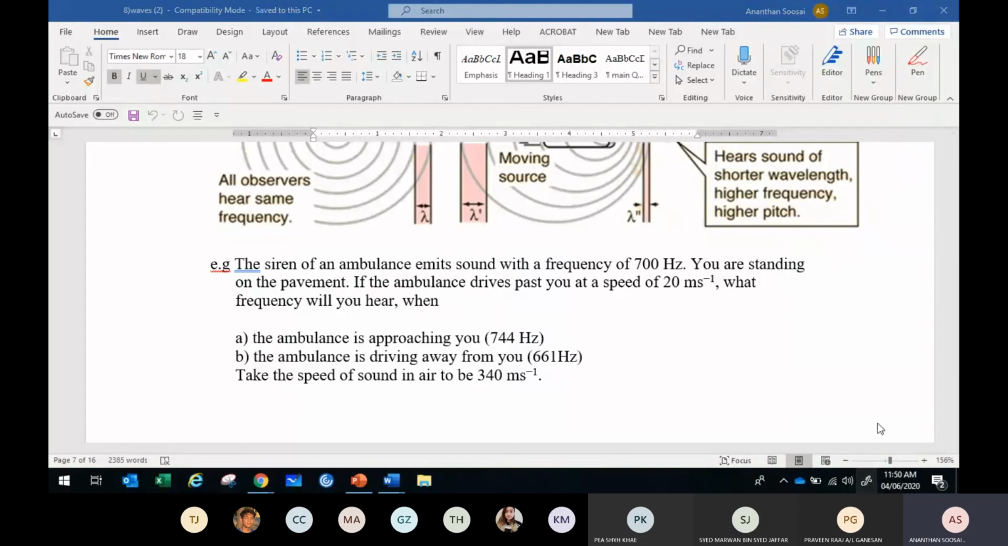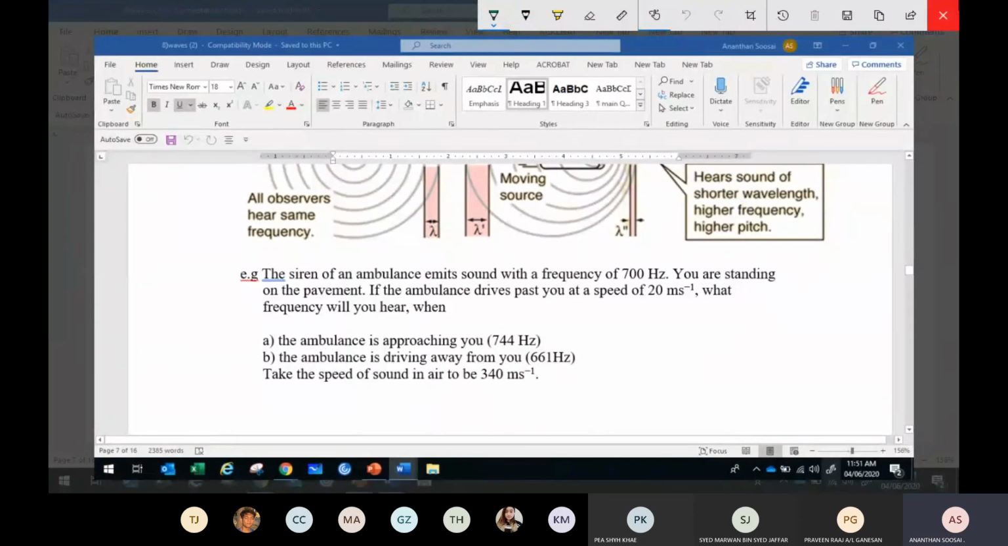So what formula do you use? The ambulance is approaching you. When approaching, the new frequency is equal to, how does the formula look? This is your speed of sound, you plus or minus speed of source, times the original frequency. Approaching, you are standing here, so should it be plus or minus? Minus, good. It should be minus. So this formula must come to your mind.